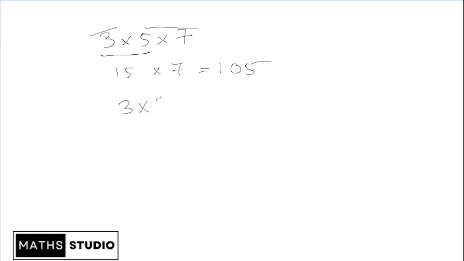Let us look for multiplication. 3 into 5 into 7. 3 into 5 is 15, into 7 is 105. Now if we do the same thing, 5 into 7 into 3, so 3 into 35, that also comes to 105. So associative property is followed over multiplication also.